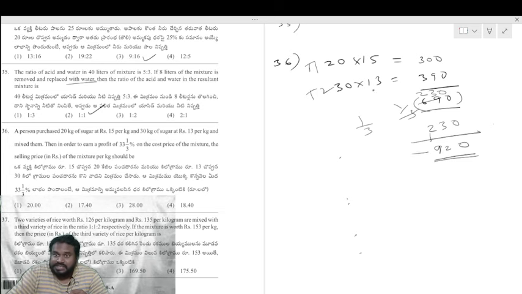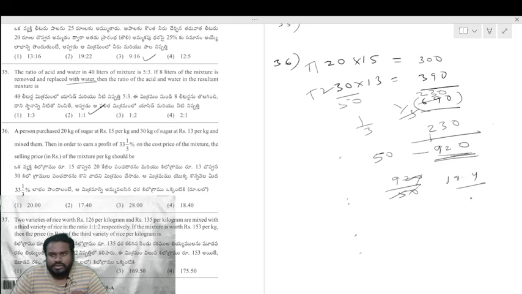But how many kgs is he selling? So initially 20 kgs and later 30 kgs. Total how many kgs? It is 50. So he is selling 50 kgs for 920 rupees. So 1 kg, how much? 920 by 50. It's 18.4. Okay, that is the answer.